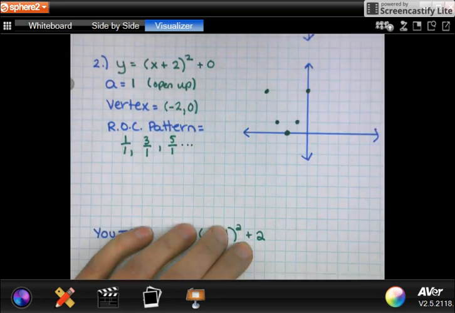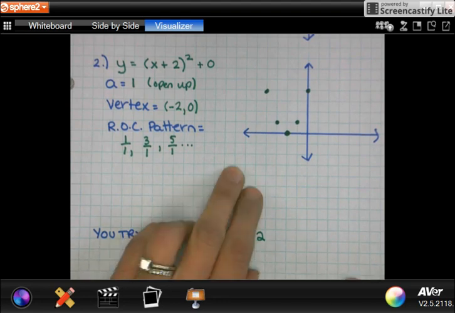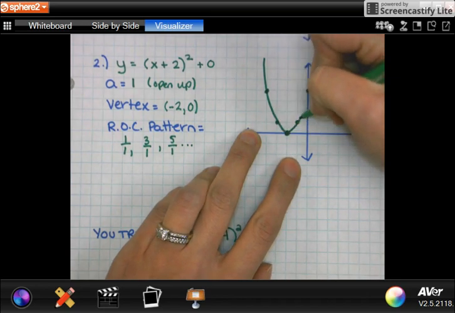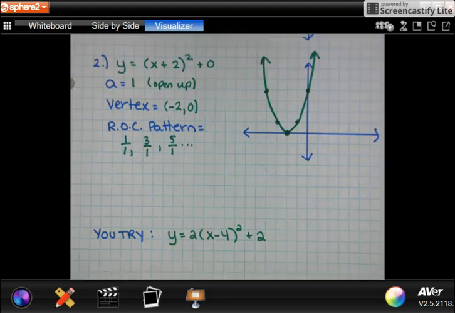And I don't have enough room on my paper to go up 5 and over 1. If you do, that's great. If not, this is just enough points for us to connect. And end your graph with 2 arrows on either side.